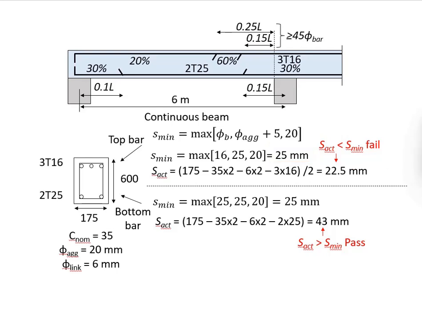In other words, you cannot have 3 T16s arranged as the top reinforcement bar at the support. You will have issues when you do the concrete casting. The aggregate might get stuck and not be able to pass through the spacings of the reinforcement. In order to overcome this issue, you will need to modify the arrangement of the reinforcement.